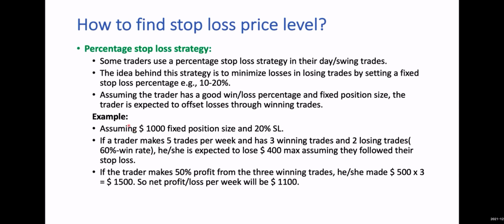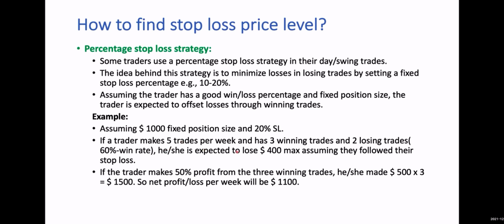So let's say that you have a $10,000 account and you're using 10% of your account for trading. So your position size is $1,000. That's 10% of 10,000. And your stop loss is 20%. So at the minimum, you're willing to lose $200 on the trade, okay? So let's say you make 5 high quality trades per week. You only trade the highest probability setup. And you have 3 winning trades and 2 losing trades. That's a 60% win rate. It's a very good win rate.